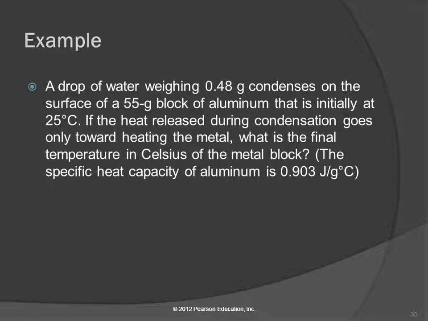Let's do another example. A drop of water weighing 0.48 grams condenses on the surface of a 55-gram block of aluminum that is initially at 25 degrees Celsius. If the heat released during condensation goes only toward heating the metal, what is the final temperature in Celsius of the metal block? The specific heat capacity of aluminum is 0.903 joules per gram degree Celsius.